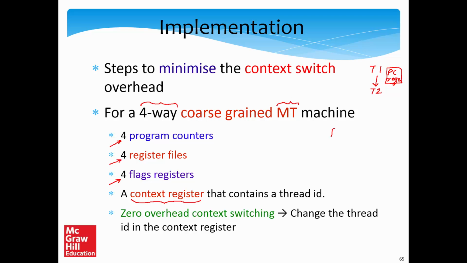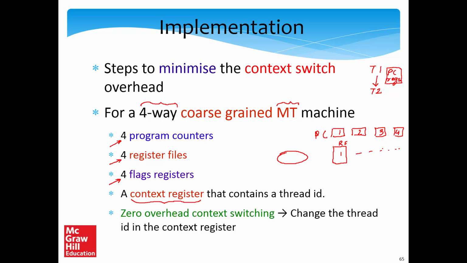So what do we have? Instead of one PC, we actually have 4 PCs, right? So these are our PCs, 1, 2. Instead of one register file, we'll actually have 4, and so on. Then we will also have one more special register called a context register, which will store the thread that is currently executing, 1 or 2 or 3 or 4.